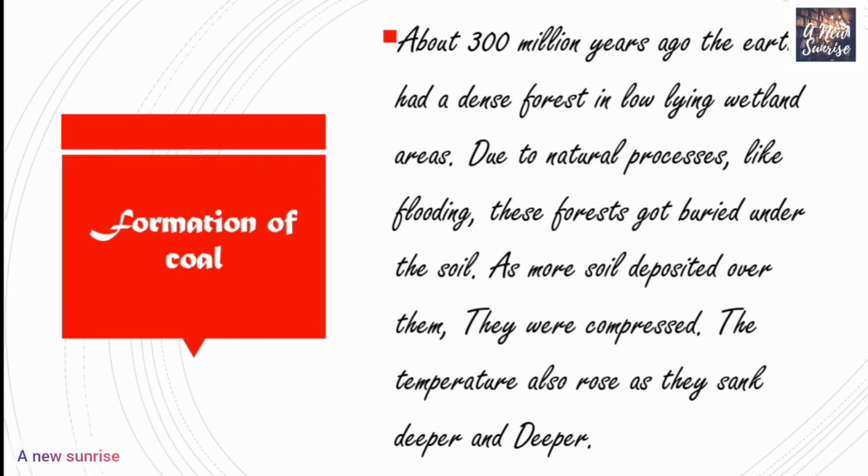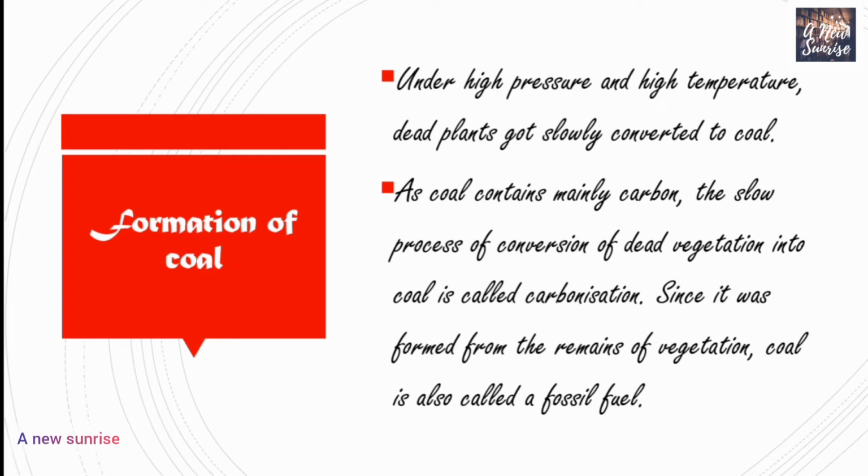Next, we will learn about formation of coal. About 300 million years ago, the earth had a dense forest in low-lying wetland areas. Due to natural processes like flooding, these forests got buried under soil. As more soil deposited over them, they were compressed. The temperature also rose as they sank deeper and deeper. Under high pressure and high temperature, dead plants got slowly converted to coal. It means they were converted to fossils.